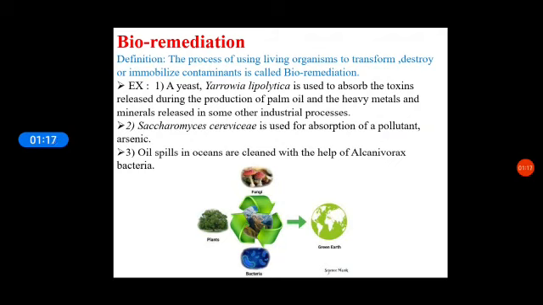Third example, during transportation of oil in the oceans, there may be leakage in the ships and that may be responsible for oil spills, and that can be cleaned with the help of Alcanivorax bacteria. Therefore, for making a green earth, microbes are playing an important role through the process of bioremediation.